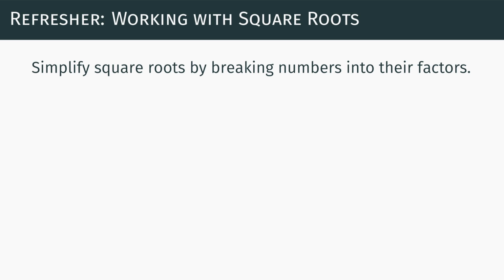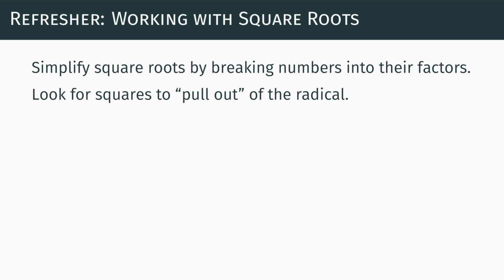Often when you're working with the Pythagorean theorem, it's going to involve using square roots because you've got all those squares going around. So how do you simplify square roots? You want to break a number into the factors that make it up. Look for squares that are under the radical that you can pull out of the radical. Let's see an example of what I'm talking about here.